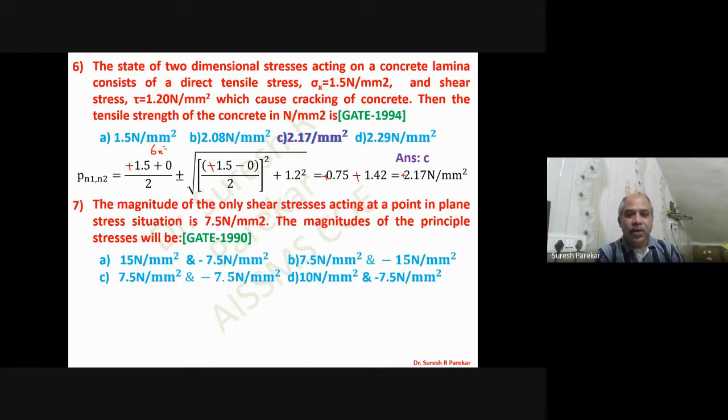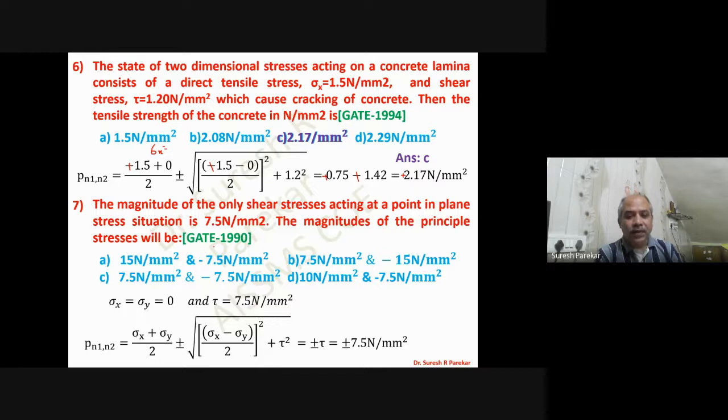Then the magnitude of the only shear stresses acting at a point in a plane is 7.5. Already I have mentioned that when pure shear is there, Pn1 and Pn2 are plus minus tau, and therefore we will get plus minus 7.5. The option we have is C.